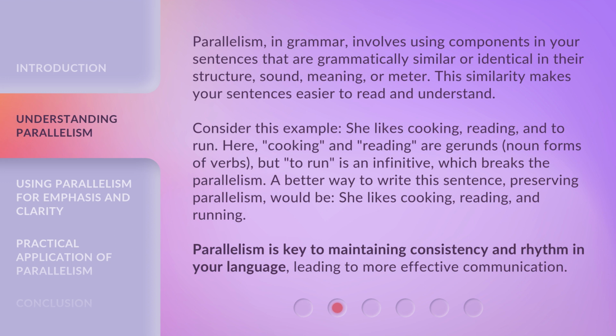Consider this example: she likes cooking, reading, and to run. Here, cooking and reading are gerunds, noun forms of verbs, but to run is an infinitive, which breaks the parallelism. A better way to write this sentence, preserving parallelism, would be: she likes cooking, reading, and running.